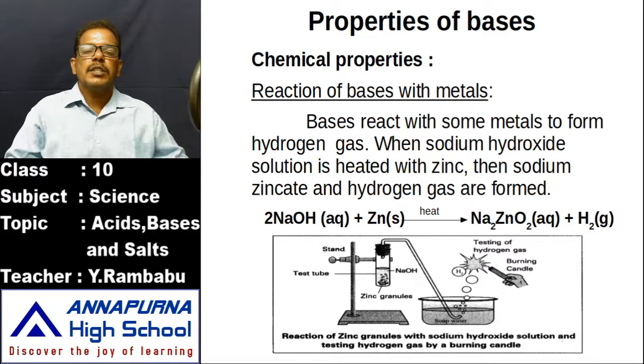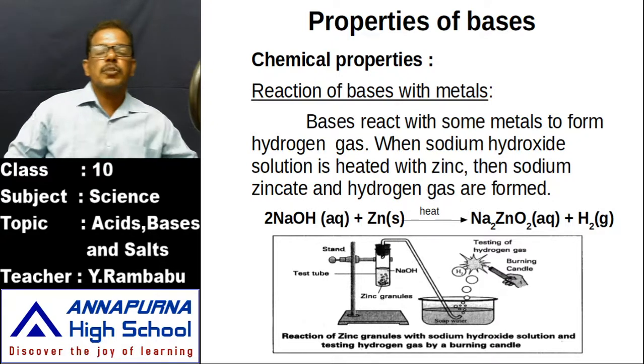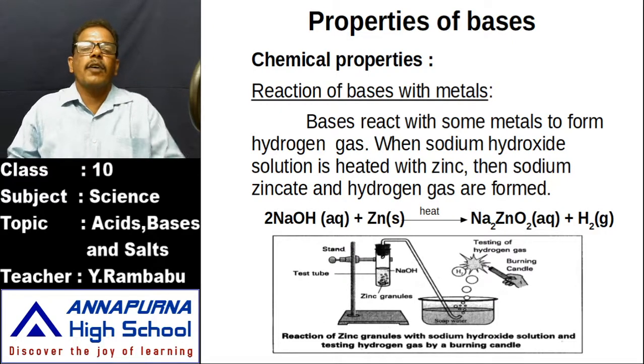The negatively charged part is the anion, and the positively charged part is the cation. These cations and anions combine and form a salt, what we call an ionic substance. Like that, the corresponding salt is formed and hydrogen gas is liberated.